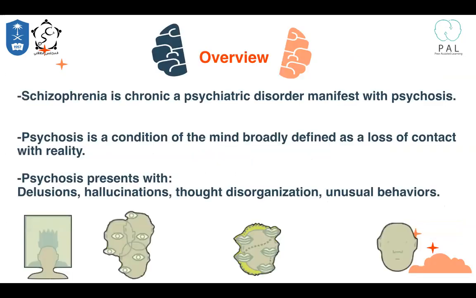طيب what is schizophrenia? It is chronic psychiatric disorder manifests with psychosis. Psychosis, condition of the mind defined as loss of contact with reality. How does it present? It's present with delusions. قلنا قبل عندنا grandiose delusion, paranoid delusion, nihilistic delusion, hallucinations. قلنا perception without an external stimulus. Thought disorganization, it manifests with the speech disorganization.